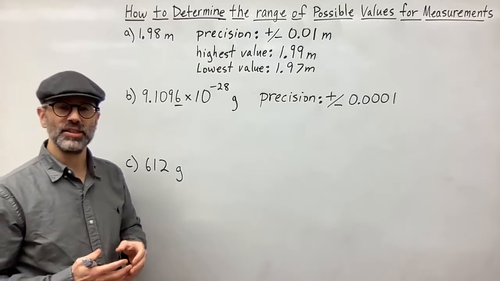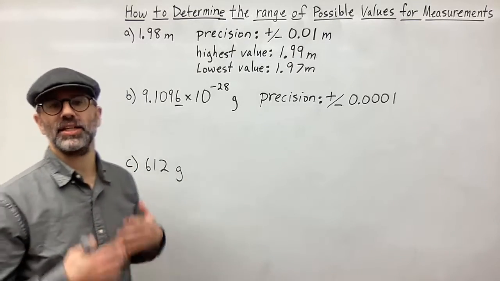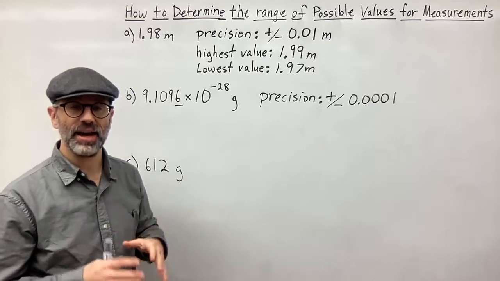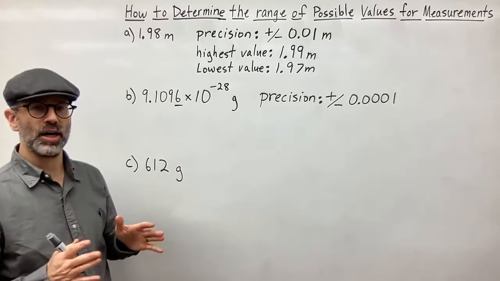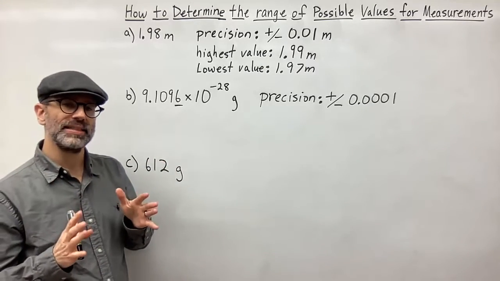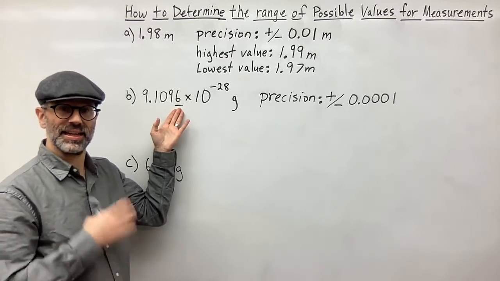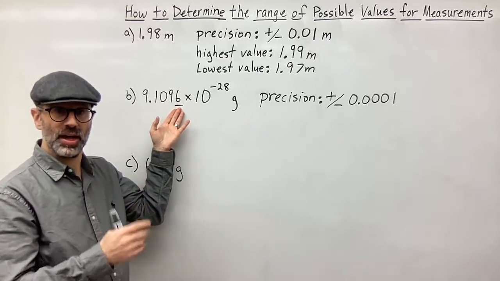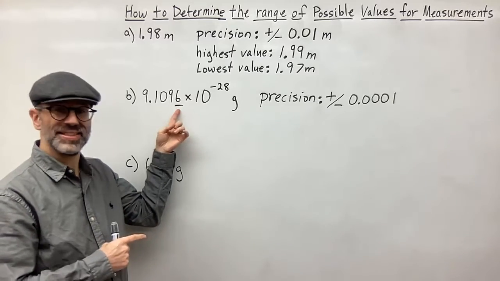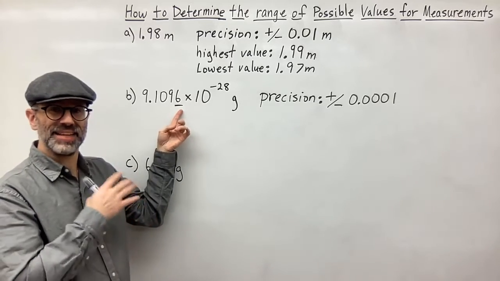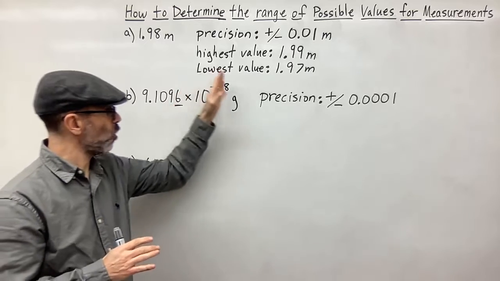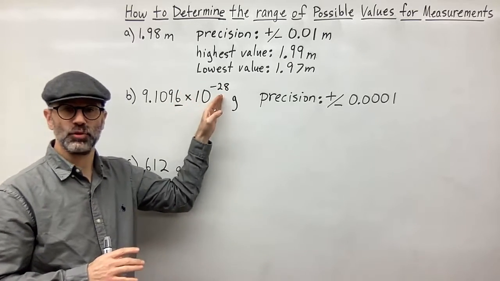That is great reasoning, and it makes sense, and it's understandable why you would say that, but you would be wrong in this case. You're not wrong in saying that the precision is in the last decimal, plus or minus 1, but you would be wrong in where this 6 is. What place does this have? And that's because you're ignoring the 10 to the negative 28.